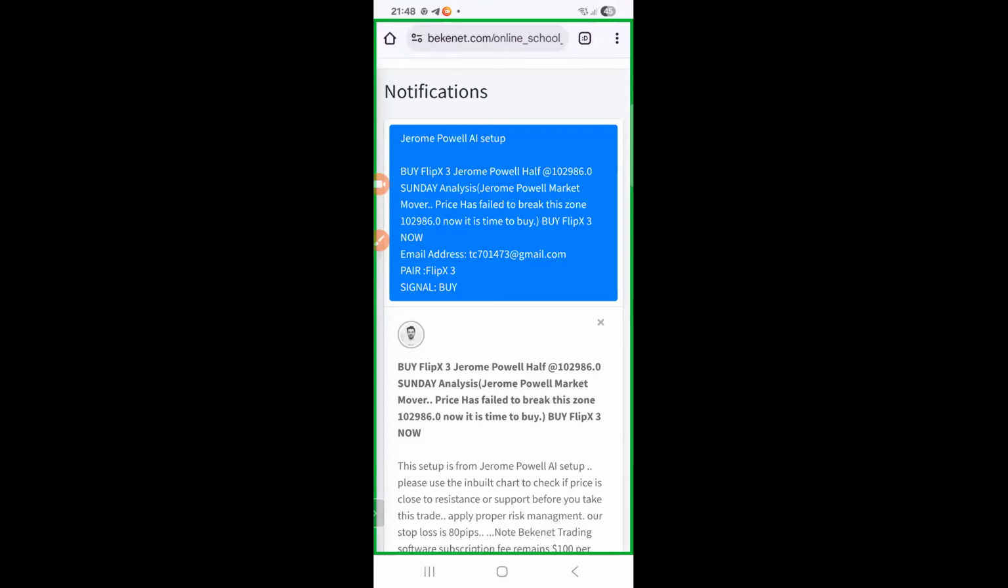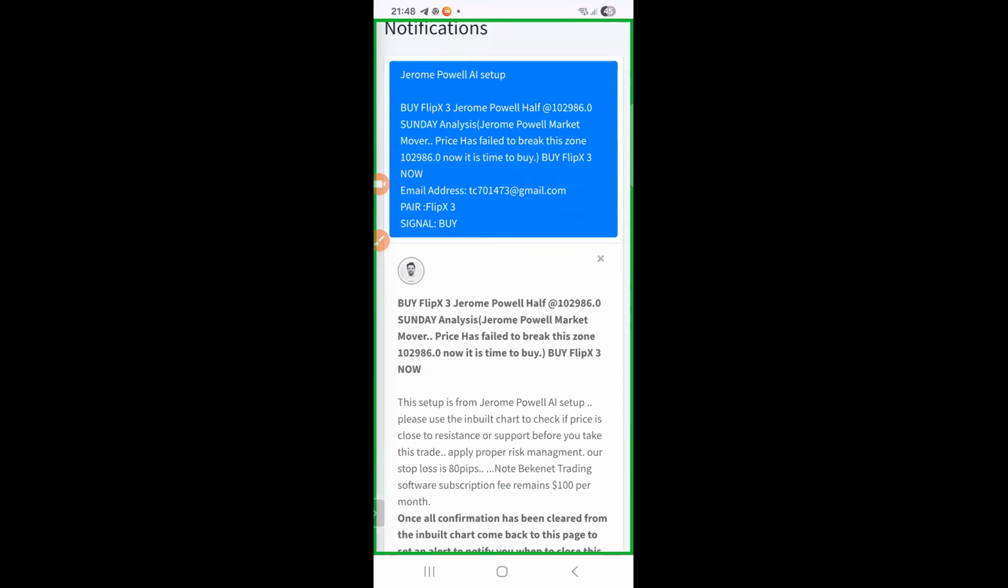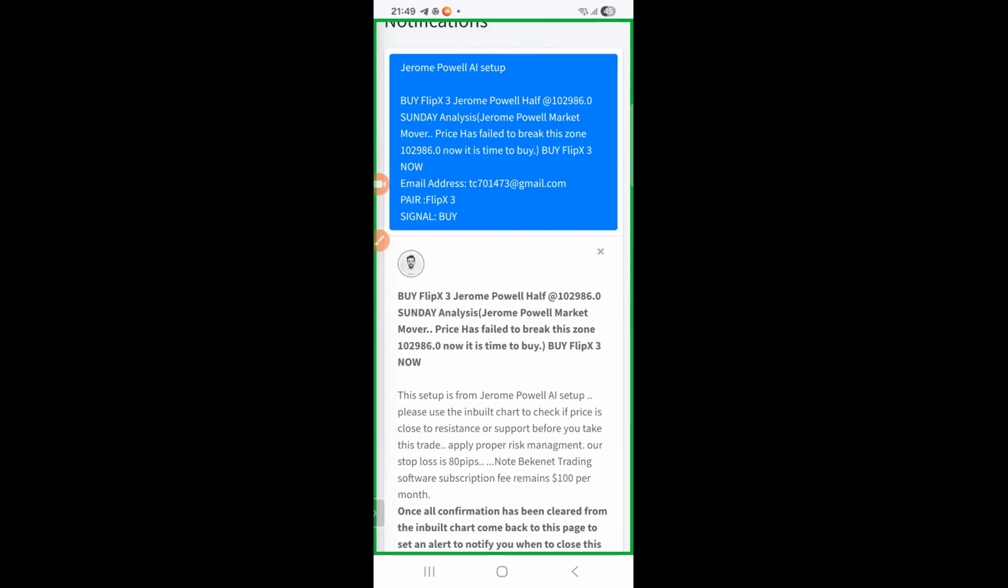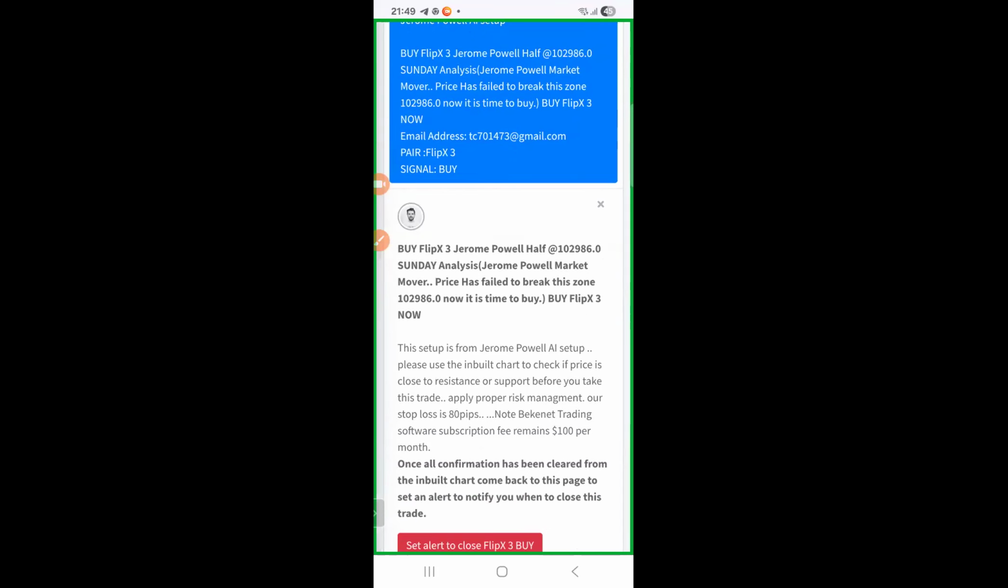Okay. Look at it, it doesn't lie. Look at the one he gave to us on Flip 3. And what did he say? He told us that you should buy Flip 3, 102 at this. And he gives you a reason. He says, this Sunday analysis, market has failed to break this zone. Come on. What should be your problem?